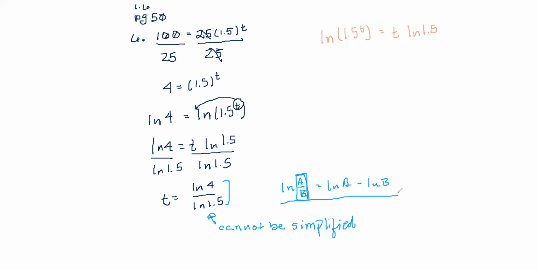Because this rule does not apply when we have natural log 4 divided by natural log 5. All right, awesome work, guys. All right, still on page 50, let's try number 12.